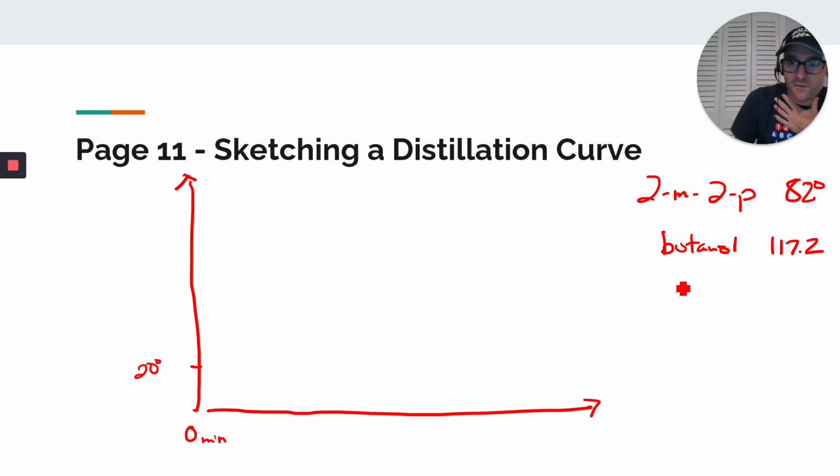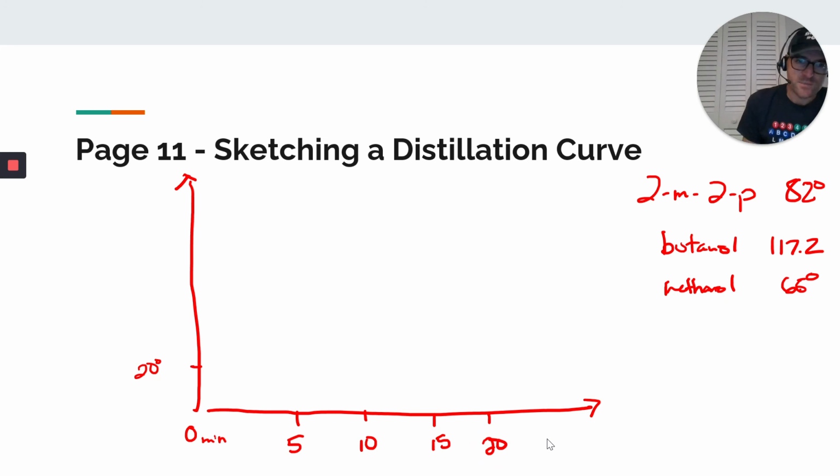And we're told that we have methanol, which is going to have a boiling point of roughly 65 degrees, 64.7. And it tells us that we want to make the plateau for each component at least 3 minutes. So that tells us we start at 20 degrees. We start to heat the substance. So the temperature is going to rise steadily at first, and it's not going to plateau until it gets to 65 degrees.